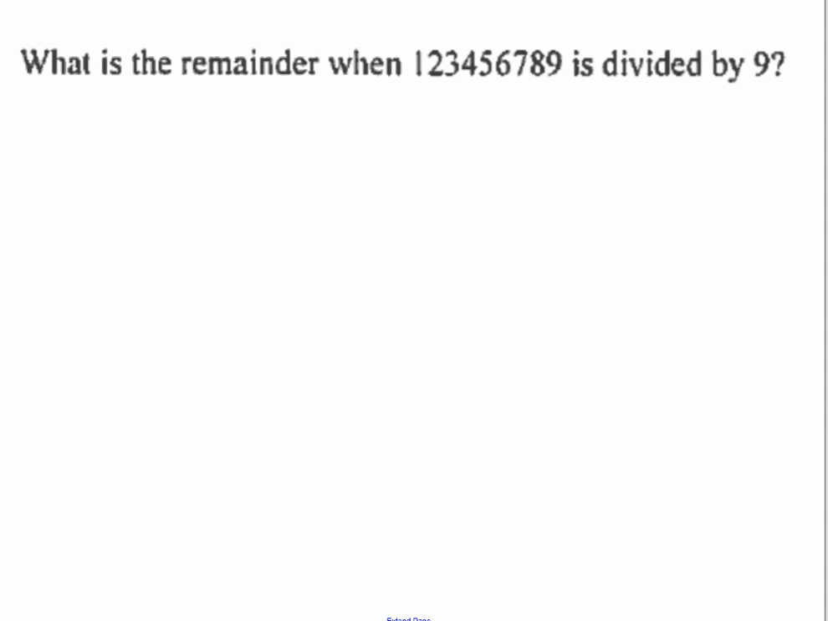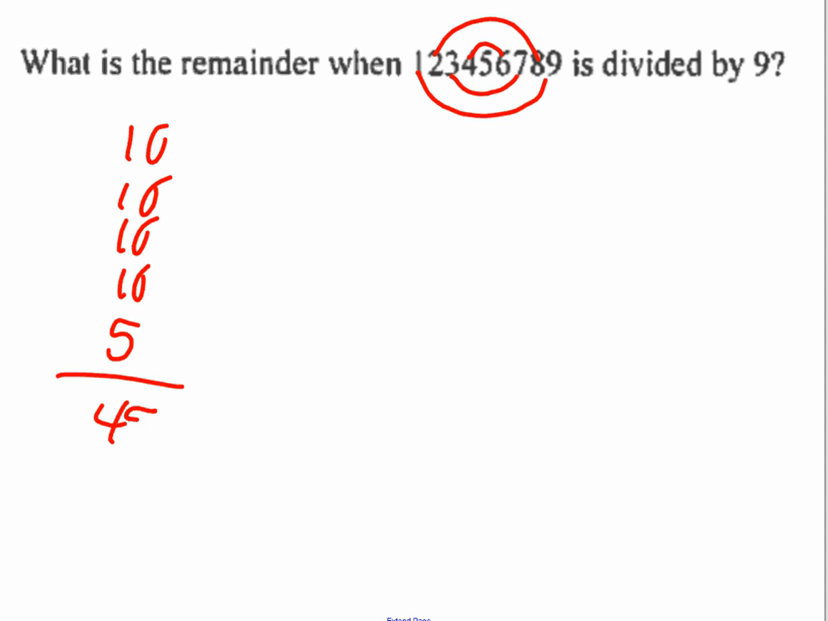A really quick way to add up all of these digits is to pair up. 1 plus 9 is 10. 2 plus 8 is 10. 3 plus 7 is 10. 4 plus 6 is 10. And then we have a 5 in the middle. When we add that up, we get 45.